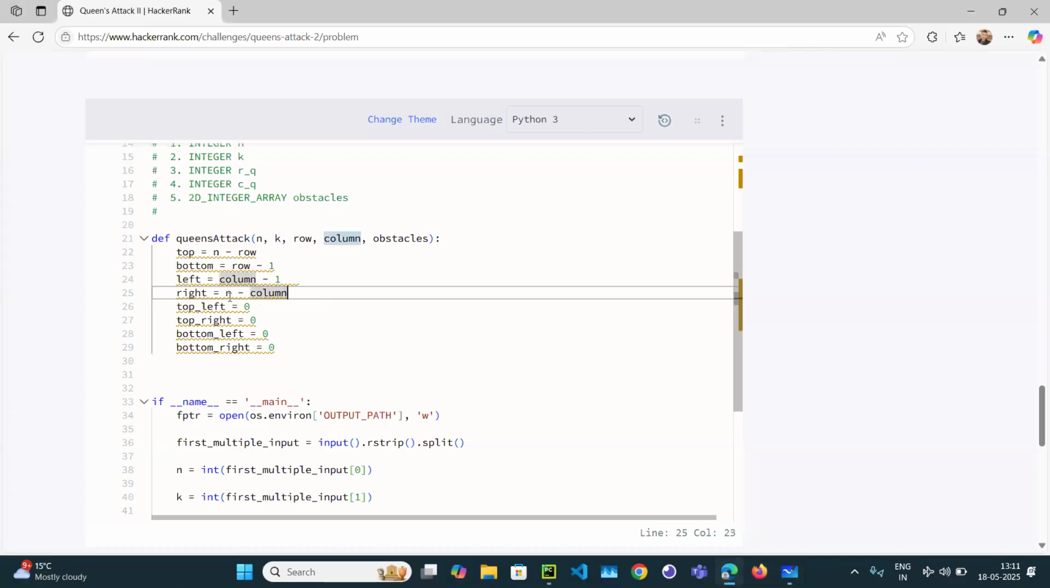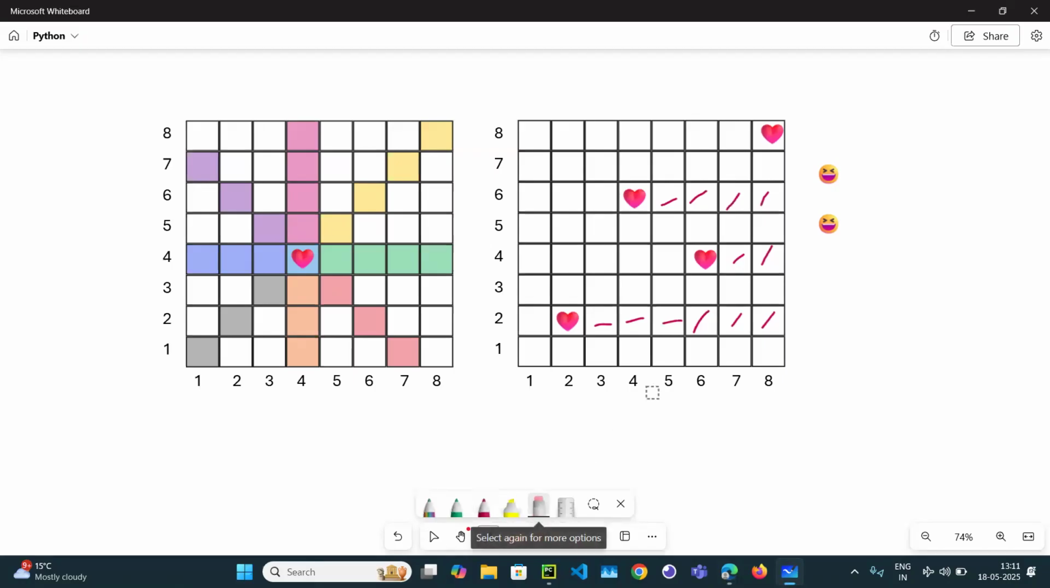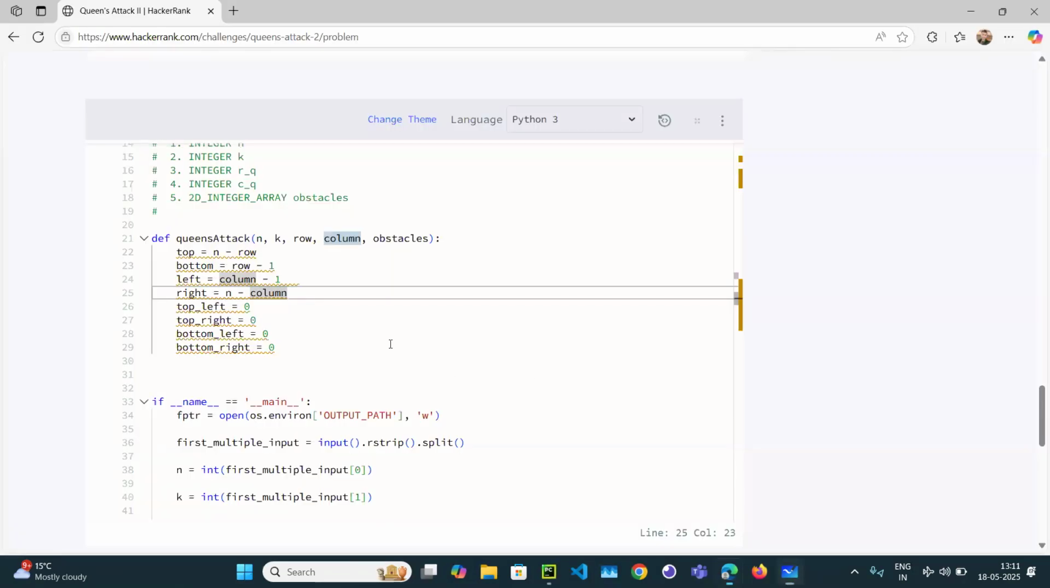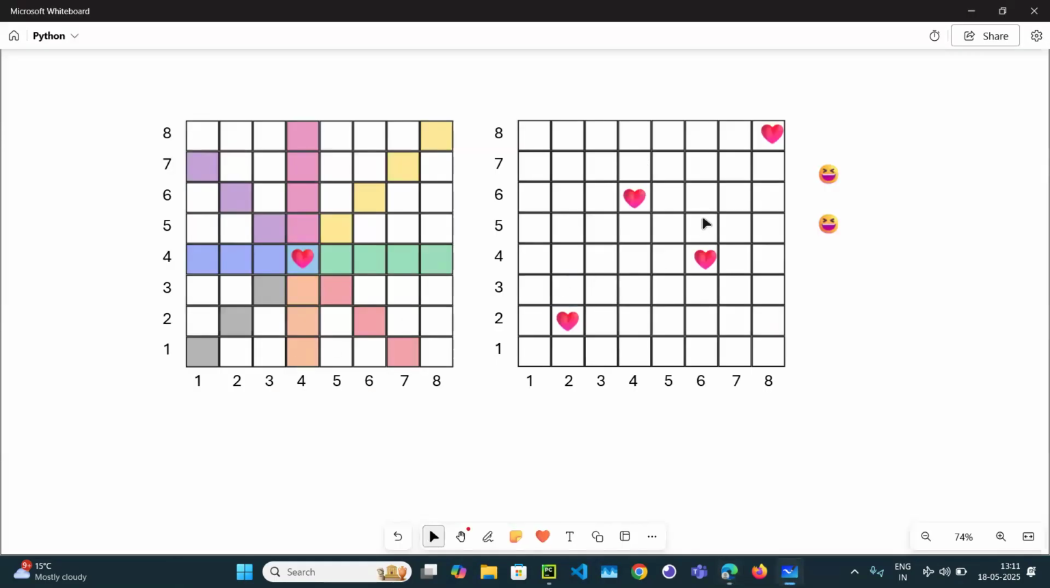So now you have the formula, n minus column, right? Okay, now you have already calculated all these parameters. Now, okay, let me remove this.